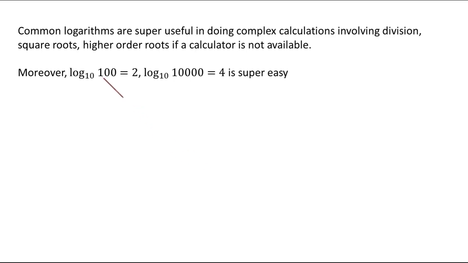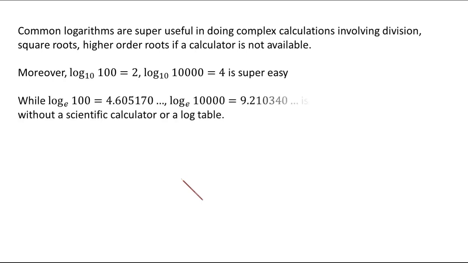Moreover, log 100 to the base 10 is simply 2, so any 3-digit number would always start with 2 point something something something. Similarly, log 10,000 to the base 10 is 4. Remember, we are talking of the common logarithms right now. And it's very easy to understand that a 5-digit number would start from 4 point something. So the number of zeros over here is 2 and over here is 4. So this is very easy to understand.